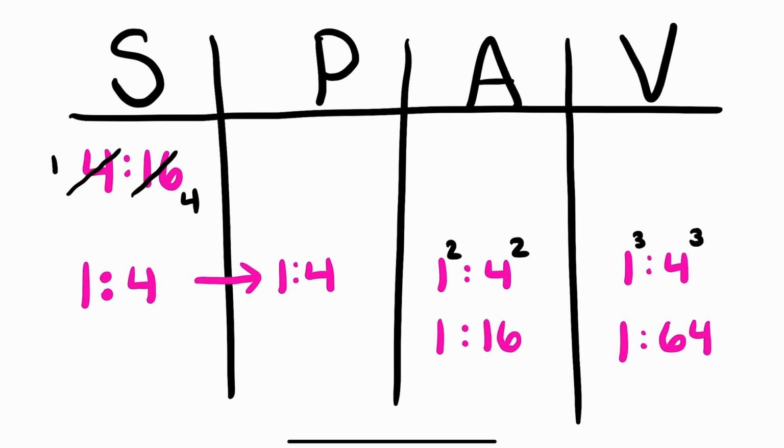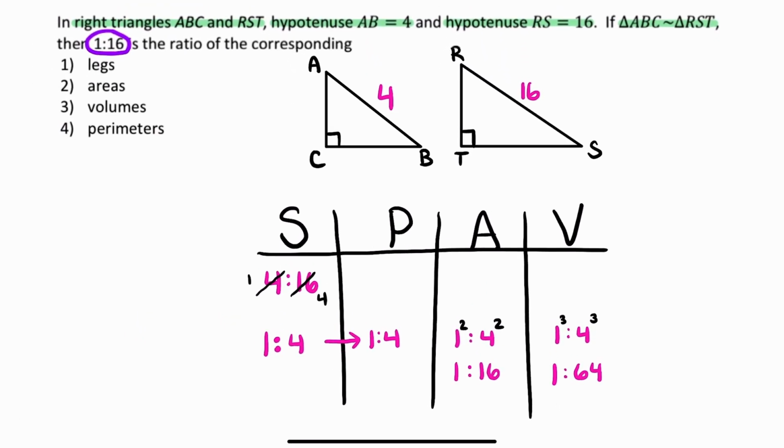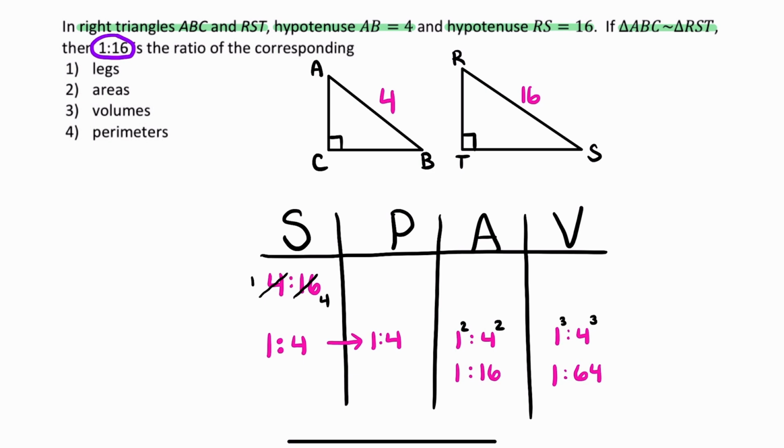So if I zoom back out and take a look at what they really want, I'm going to point out again, they wanted to know what would have the ratio of 1 to 16. So let's just go through it all. The legs would have a ratio of 1 to 4. The areas, 1 to 16, so it looks like that is going to be our answer. The volumes would have a ratio of 1 to 64. And the perimeter would have a ratio of 1 to 4. And again, legs is 1 to 4 because legs is just the side.